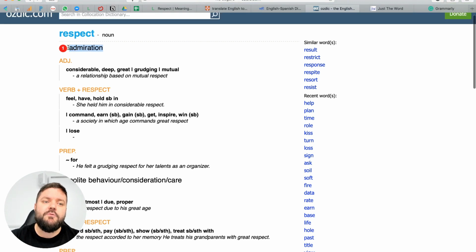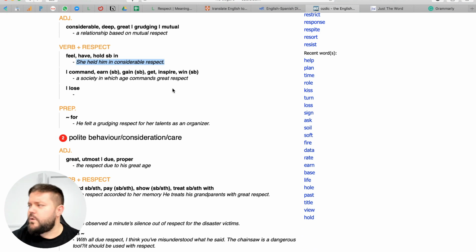So when we're talking about respect as admiration, or using respect as the synonym of admiration, we can see some adjectives that collocate with respect. So we can say considerable respect, deep respect, great respect, grudging respect, or mutual respect. And then you have an example there with one of the combinations. If we want a combination with a verb, we can say feel respect, have respect, hold somebody in respect, like she held him in considerable respect. With a preposition, what preposition do we use with respect? This is typical.